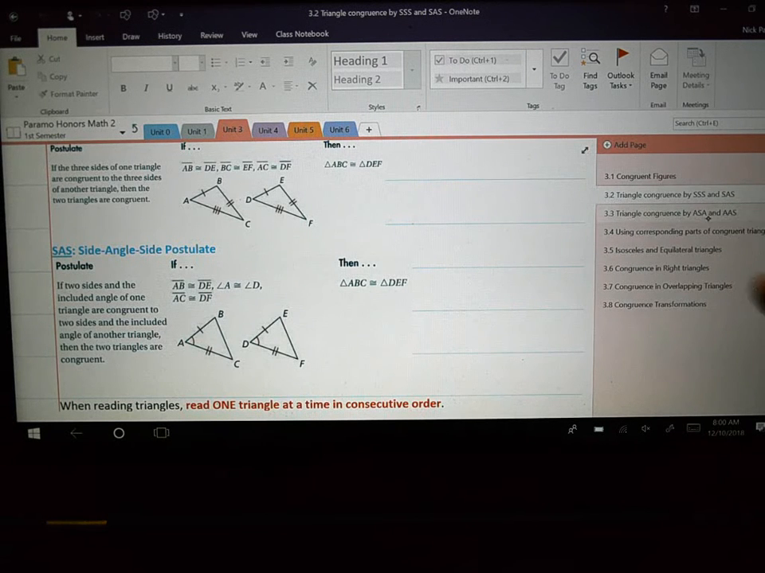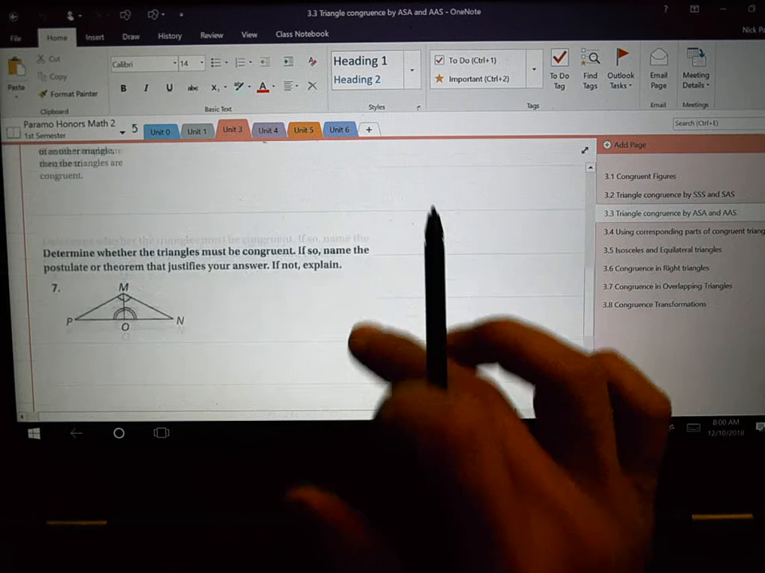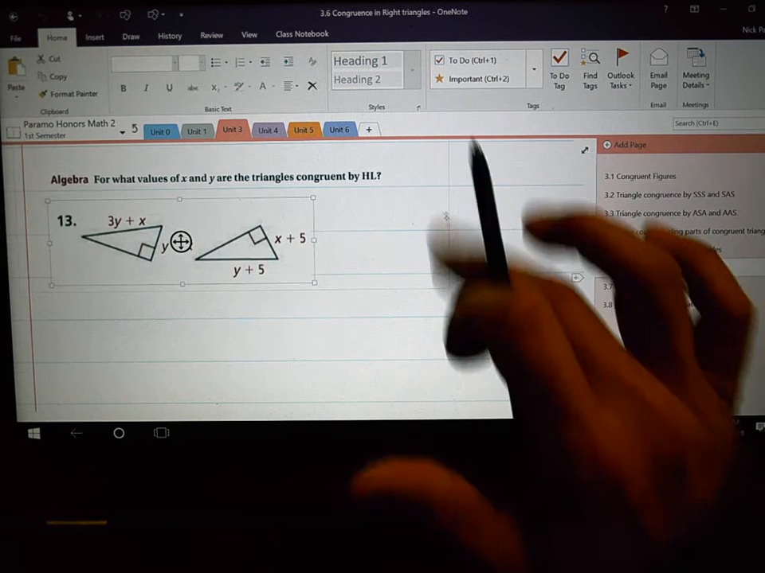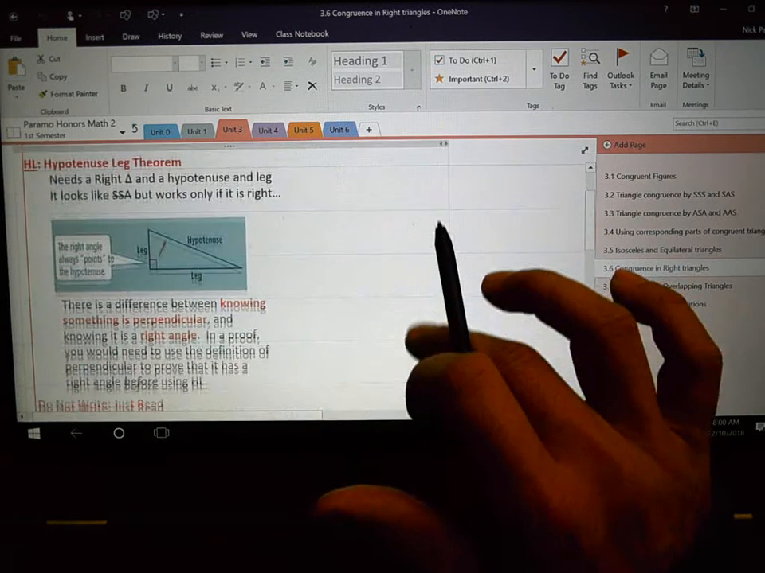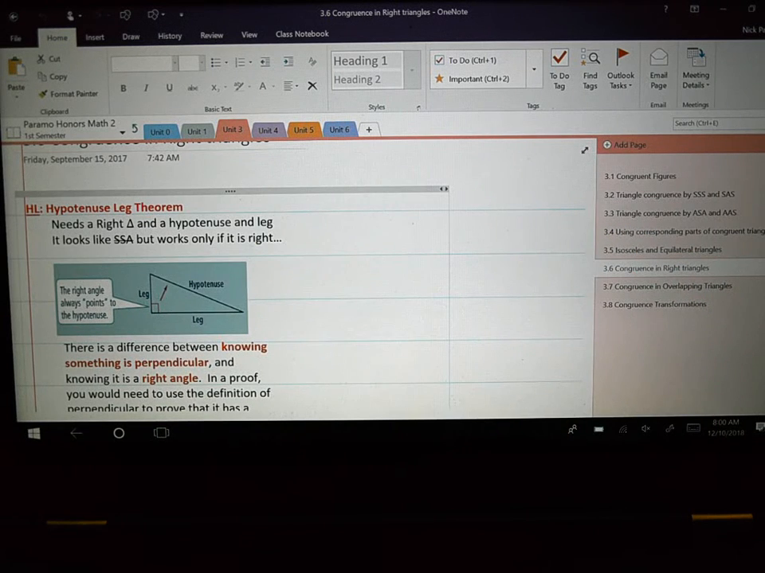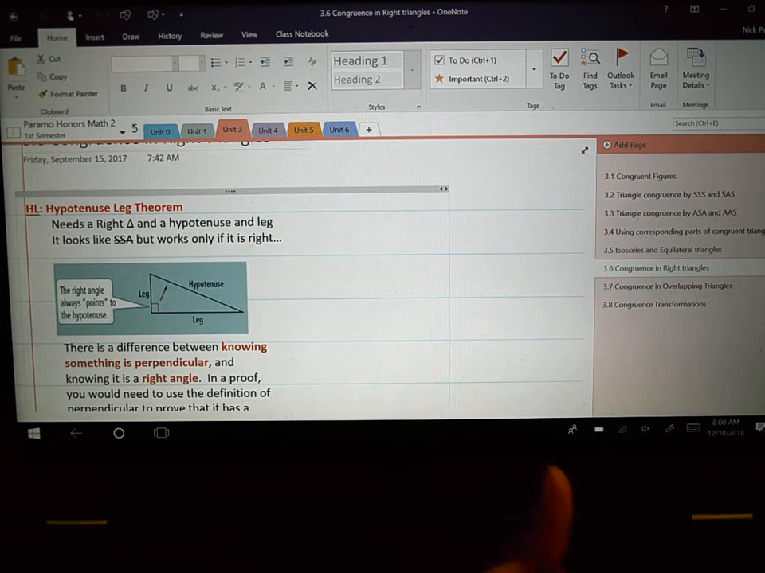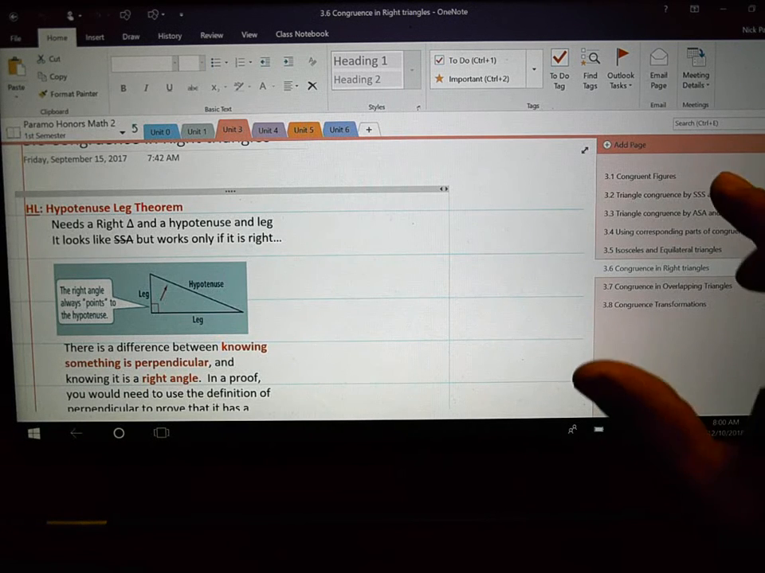We also had angle, side, angle, and angle, angle, side. And we also had something called HL, the hypotenuse leg, for the postulates and theorems. There were 5 postulates and theorems total that you could use to prove two triangles congruent.